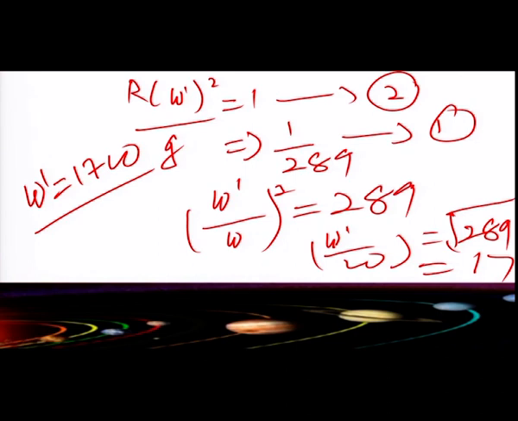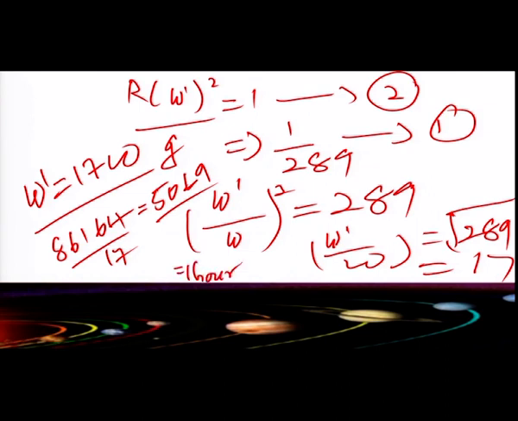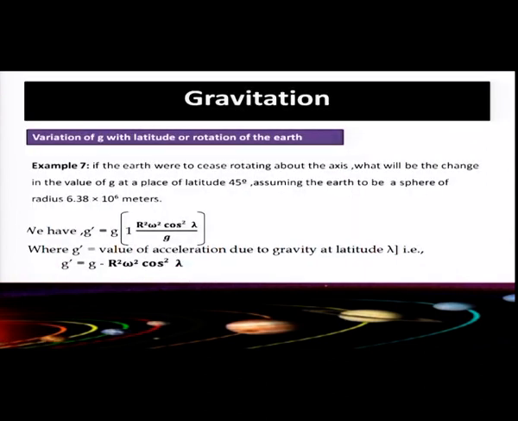Now, the earth makes one complete rotation in 86164 seconds. When the earth rotates 17 times faster, its new time period will be 86164 by 17, that will be 5069 seconds, which means that it is 1 hour 24 minutes and 29 seconds. And we will discuss another problem.